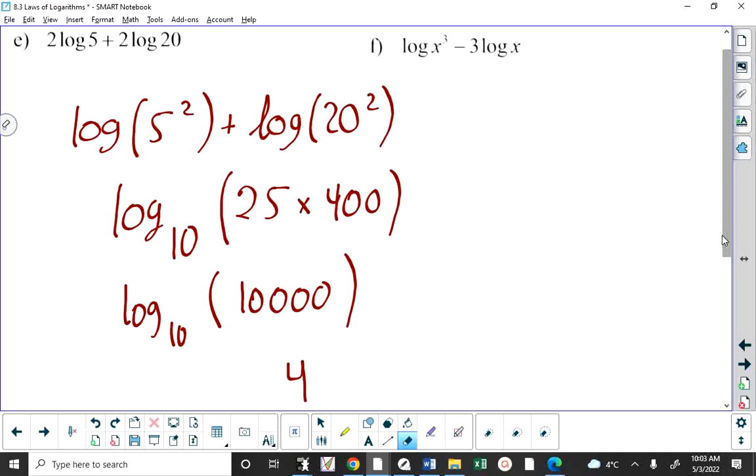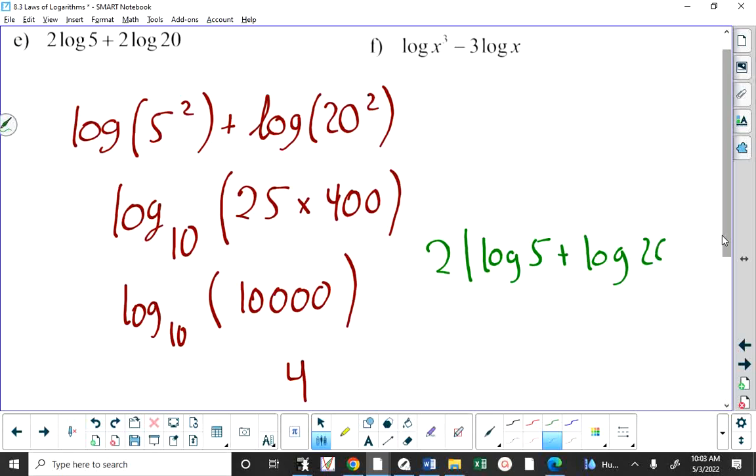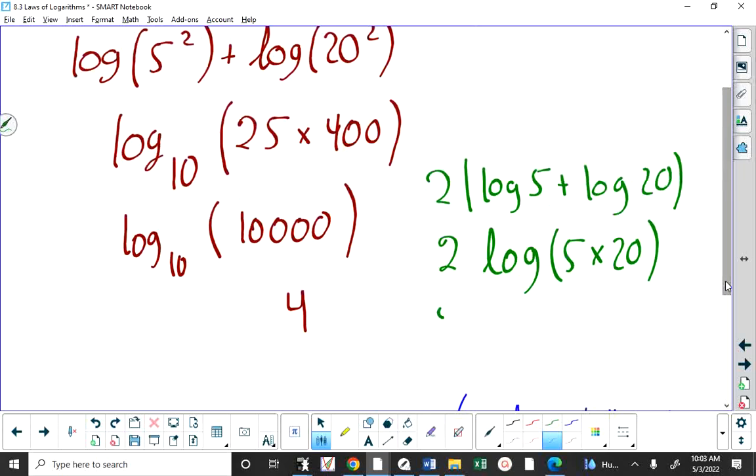Could you have instead factored a 2 out from the original expression and had log 5 plus log 20, which would mean 2 times log of 5 times 20, which means 2 times log of 100. Well, log of 100 is the exponent to which you raise 10 to get 100. That's 2, times 2 is 4. It's like I've told you before, the math doesn't lie. As long as you're doing the math right, you're not breaking any rules, it will work.